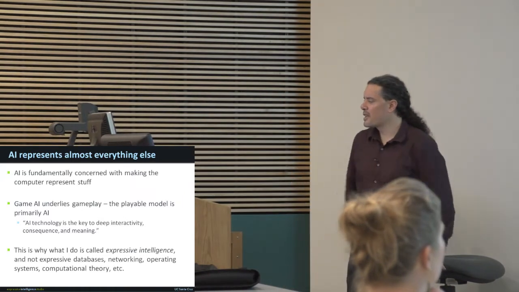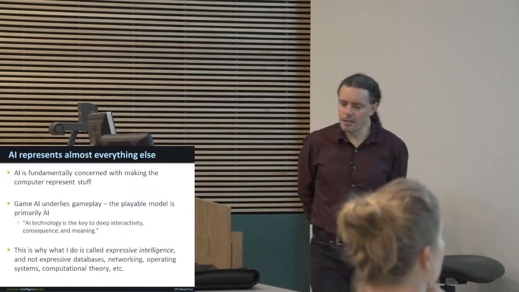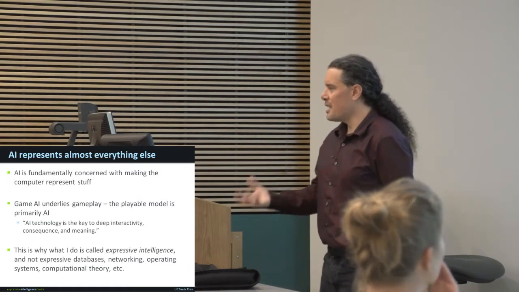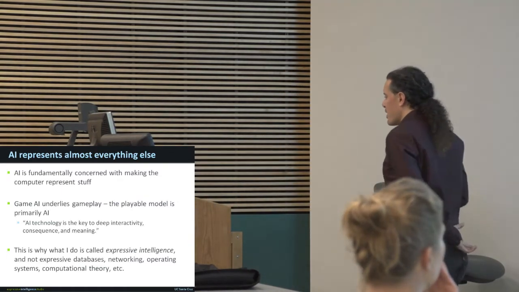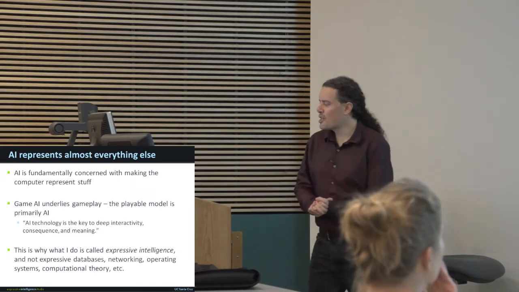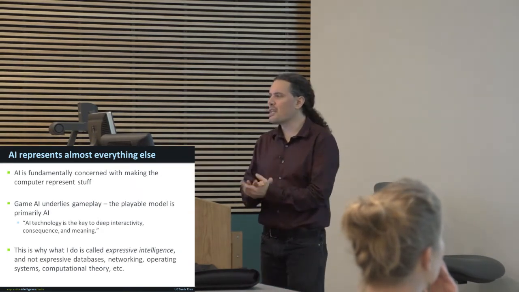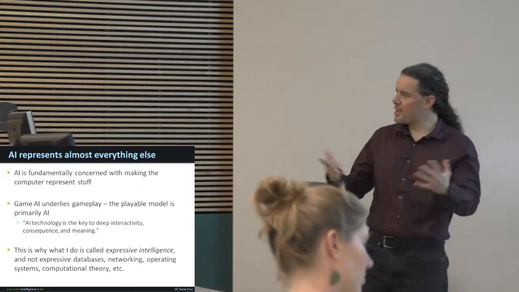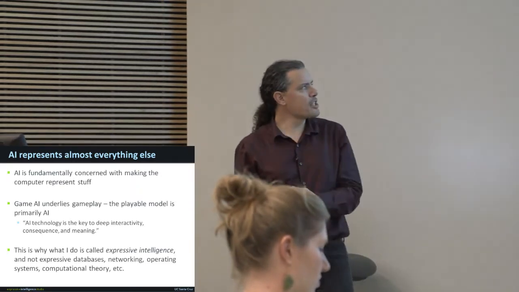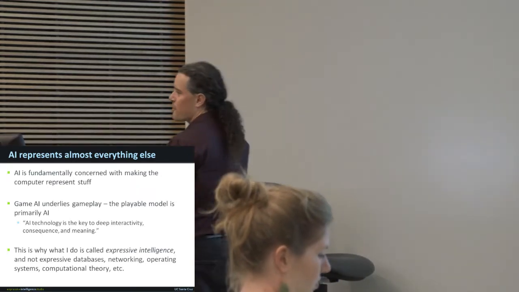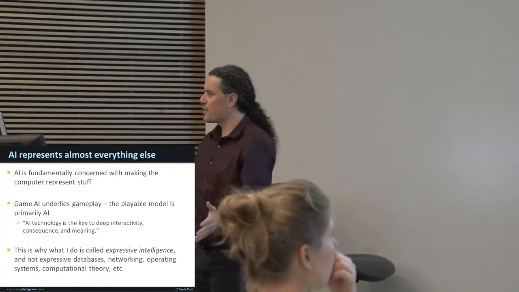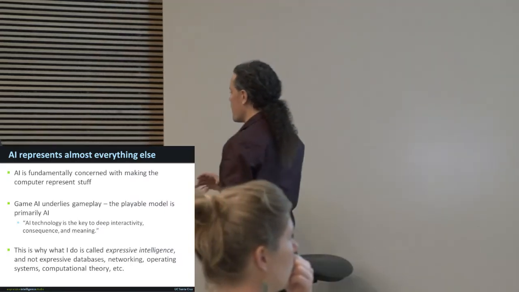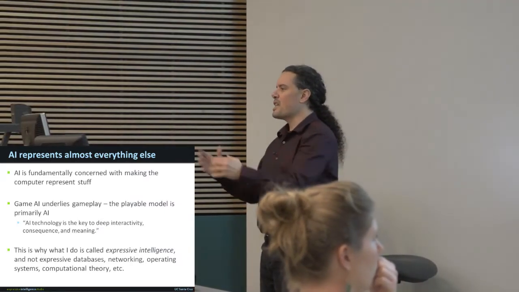And game AI fundamentally underlies gameplay. The playable model, the underlying playable simulation that supports the gameplay, is AI. AI is gameplay code. AI technology is the key to deep interactivity, consequence, and meaning. So this is why I call what I do expressive intelligence, in the Expressive Intelligence Studio, for instance, as opposed to, say, expressive databases or expressive networking or expressive computational theory or all these other subfields, because AI as a subfield is the subfield that's concerned with representing meaning to the computer.